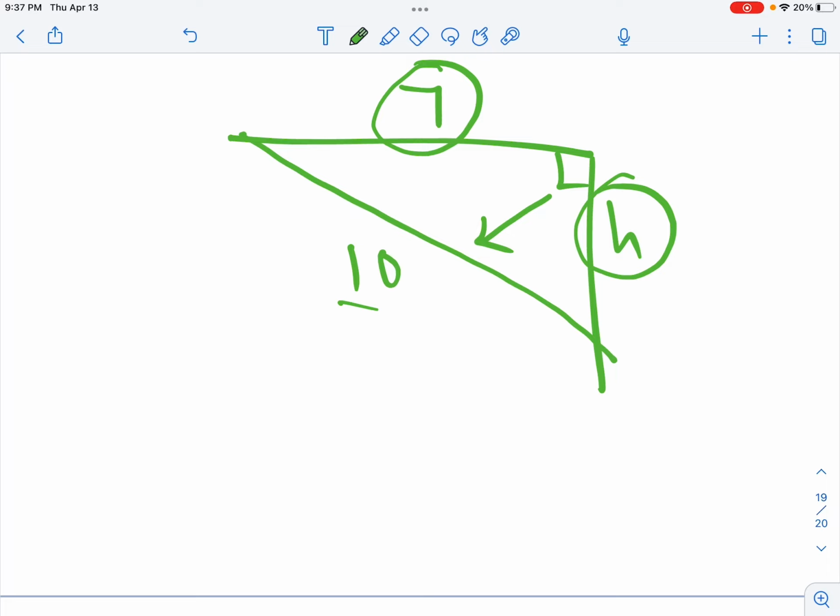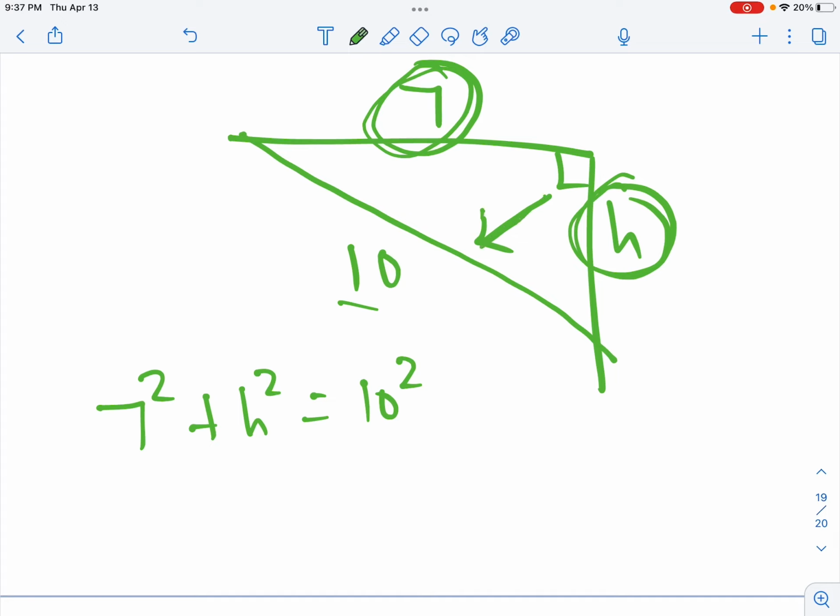So we're going to write this now as 7 squared plus 8 squared is equal to 10 squared. So don't let that confuse you. You got to remember, leg squared plus leg squared is equal to hypotenuse. Hypotenuse is the longest side, it's opposite the right angle.